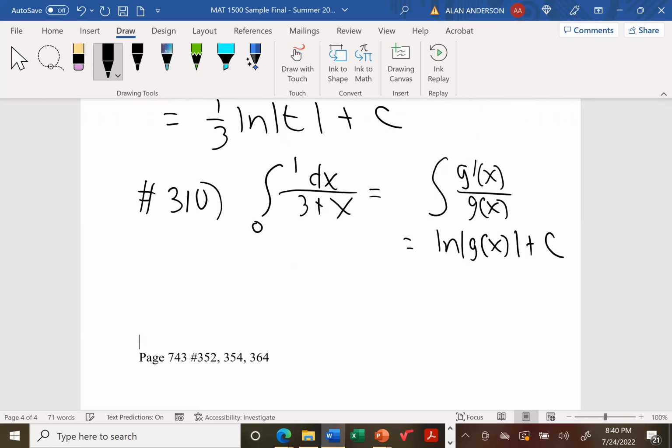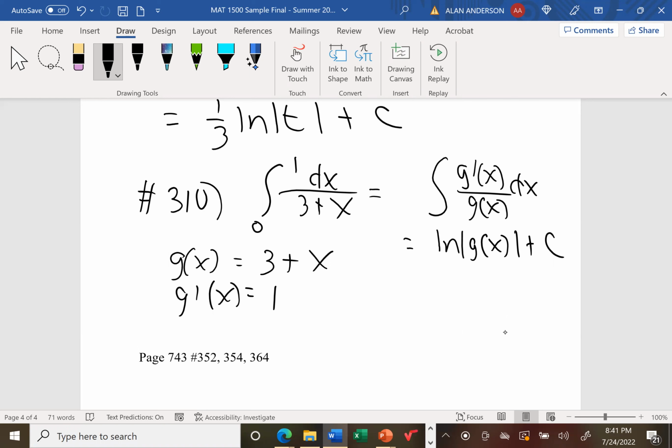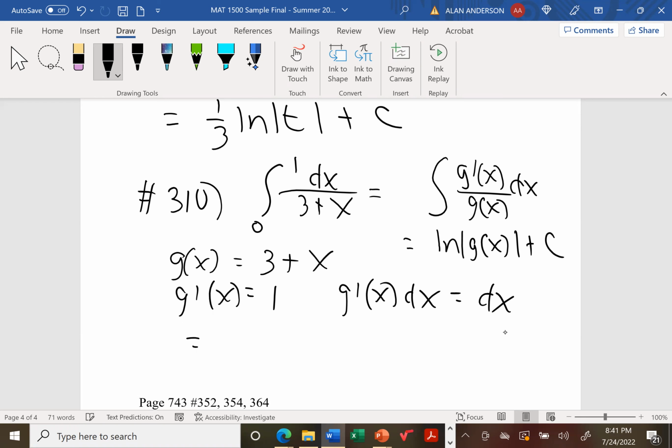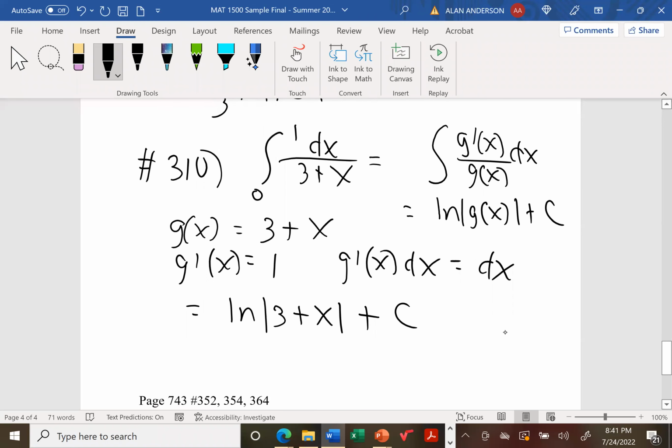Now, how do you know that? Because we have just plain dx up here. So in other words, if you let g of x be 3 plus x, g prime of x is just 1. And so therefore, you do have g prime of x dx is just dx. Okay, so you're good. All right, so you end up with, and that's it.